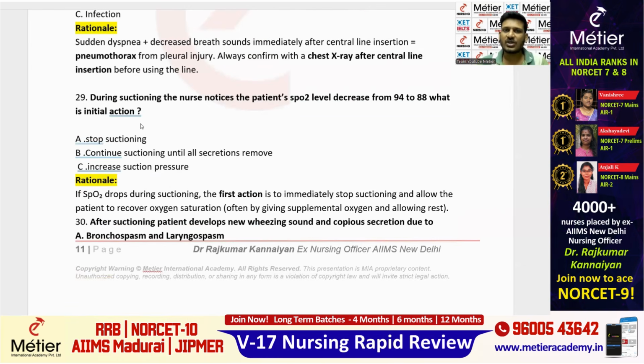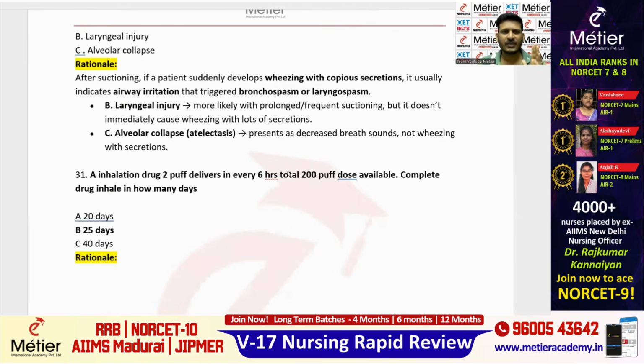During suctioning, the nurse noticed the patient's saturation level decreased from 94 to 88. What is the initial action? Very simple question, guys. If the saturation is dropping during suctioning, stop the suctioning. That's it. No need to think twice. Stop the suctioning. So here the right answer is going to be what? Option A, that is stop the suctioning.